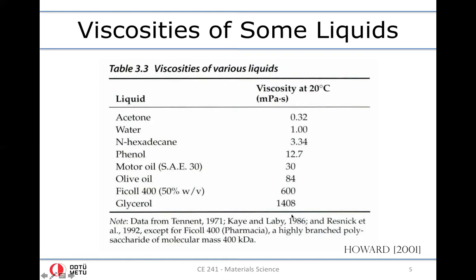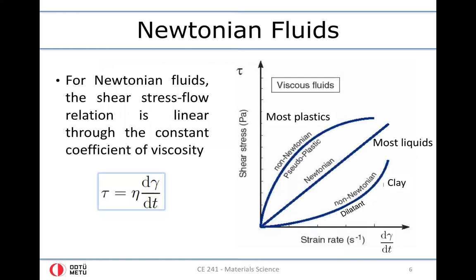So you see, viscosity changes from one material to another, one fluid to another fluid. These are some representative figures for different example fluids, liquids actually. So we said that for Newtonian fluids, stress is proportional to the rate of the strain through the coefficient of viscosity. So if you draw the shear stress versus rate of the shear strain, we have a linear diagram, right? And this linear curve has the slope of what we call the coefficient of viscosity.